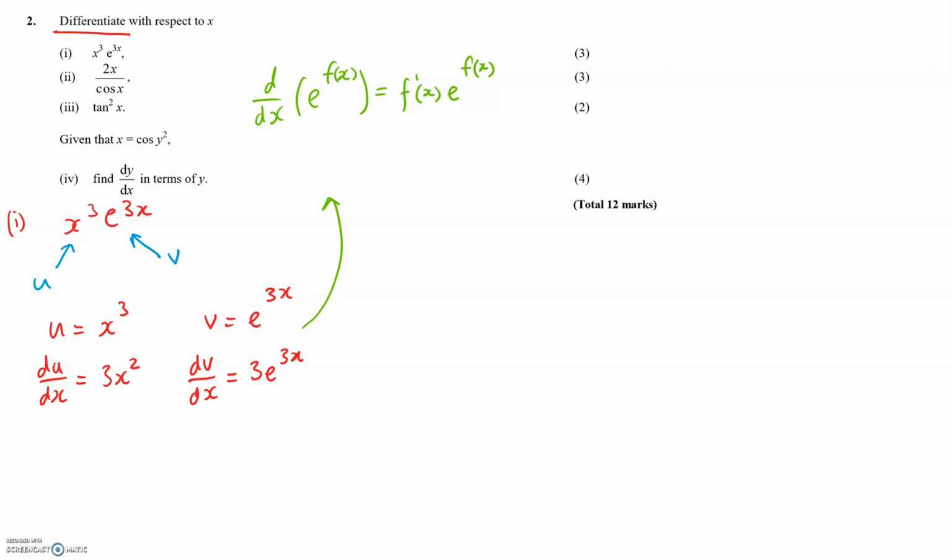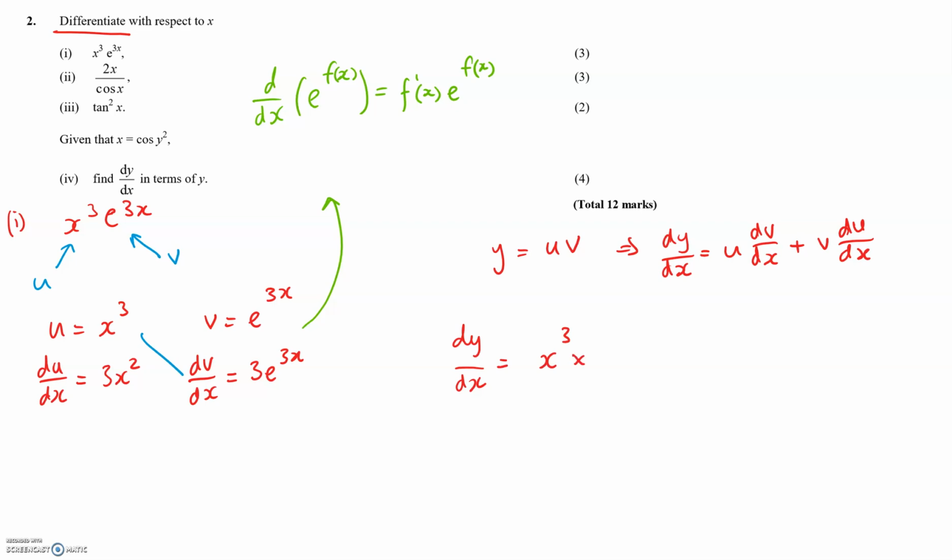And then the product rule says if you've got a product like this, then dy dx is u times dv dx plus v times du dx. So I'm going to do u times dv dx. So that's x cubed times 3e to the 3x plus v times du dx. So that's e to the power of 3x times 3x squared.